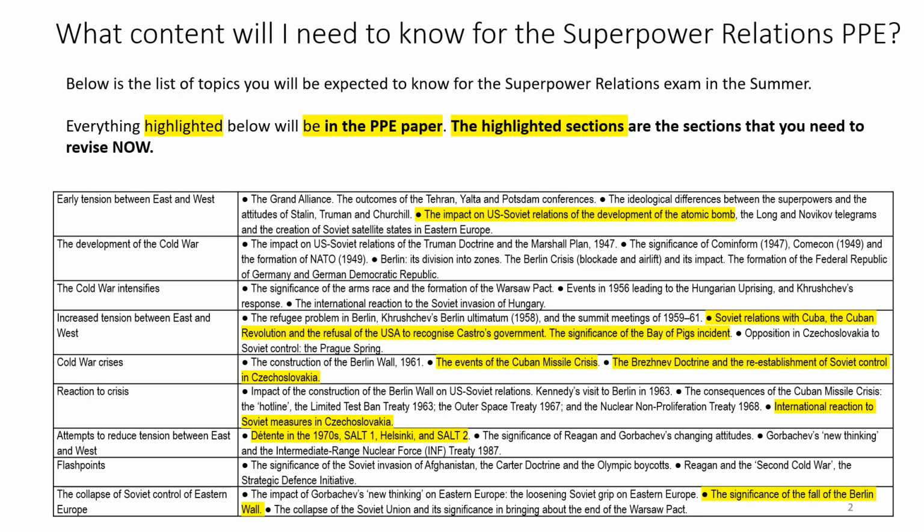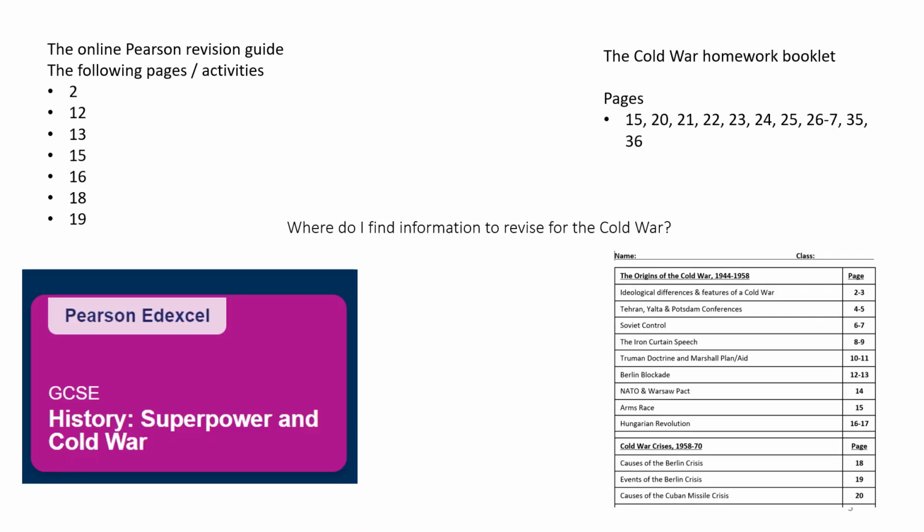not very comfortable with. The next step is to make sure that you can find the information to help you revise for those topics. Now you have two options here. The option on the left requires you to log into the Pearson Online Revision app, and you will need to complete the activities on pages 2, 12, 13, 15, 16, 18 and 19. Your other alternative is to have your paper copy of the Superpowers homework booklet and to use pages 15, 20, 21, 22, 23, 24, 25, 26 to 27, 35 and 36.